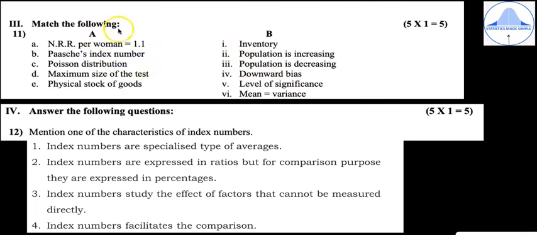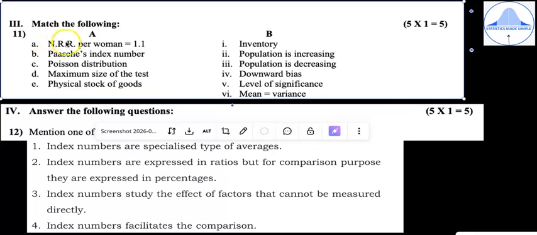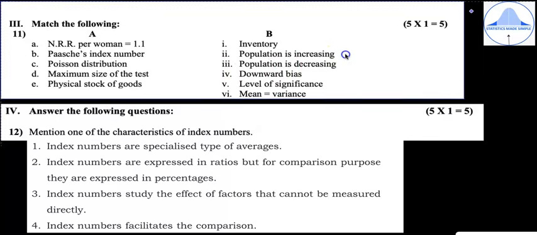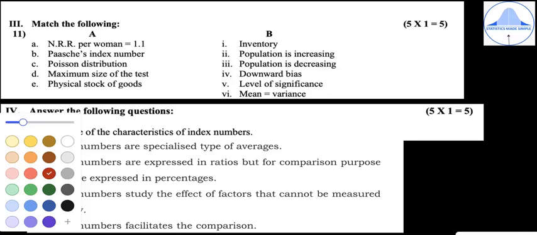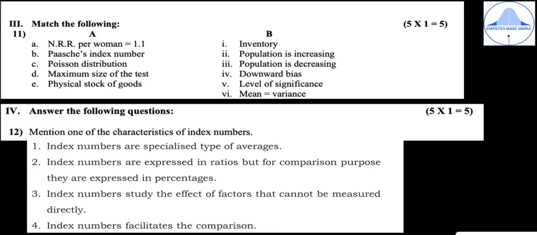Third main, match the following. 11th question, subdivision A, NRR per woman is equal to 1.1. Because it is greater than 1, it means that the population is increasing. So this is option A.